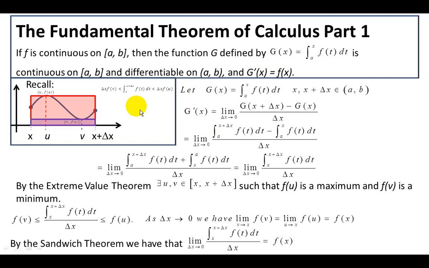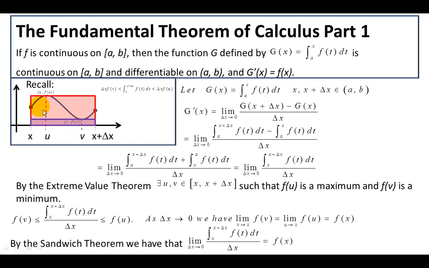Now, before we proceed with the proof, let's consider a function f, and let's suppose it's continuous on the interval from x to x plus delta x, and differentiable on the open interval from x to x plus delta x. And let's suppose that we integrate this function. What we would get is the area under this curve, the area bounded by this curve and the horizontal axis.